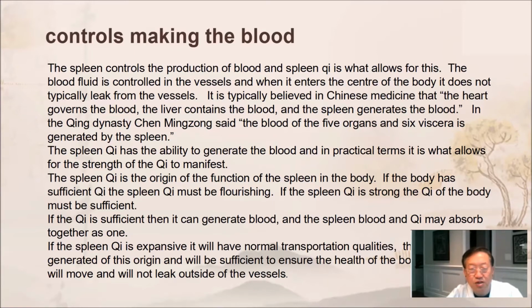If the body has sufficient qi, the spleen qi will be flourishing. If the spleen qi is strong, the qi of the body will be sufficient. If the qi is sufficient, then it can generate blood, and the spleen, blood, and qi may absorb together as one. If the spleen qi is expansive, it will have normal transportation qualities. The qi will be generated of this origin and will be sufficient to ensure the health of the body. The blood will move and will not leak outside the vessels.